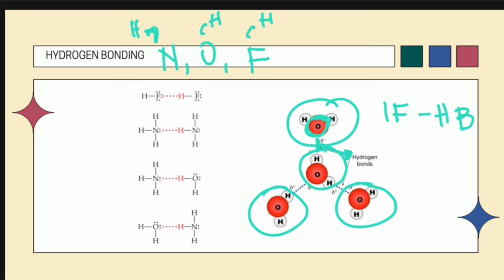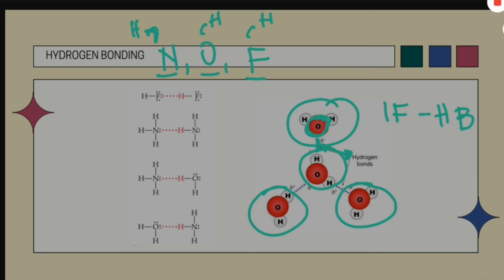Hydrogen bonding is actually the result of high electronegativity of nitrogen, oxygen, and fluorine. Matataas kasi ang mga electronegativity value nitong tatlong atom na ito. Kaya, hydrogen bonding is the intermolecular force acting on this molecule.